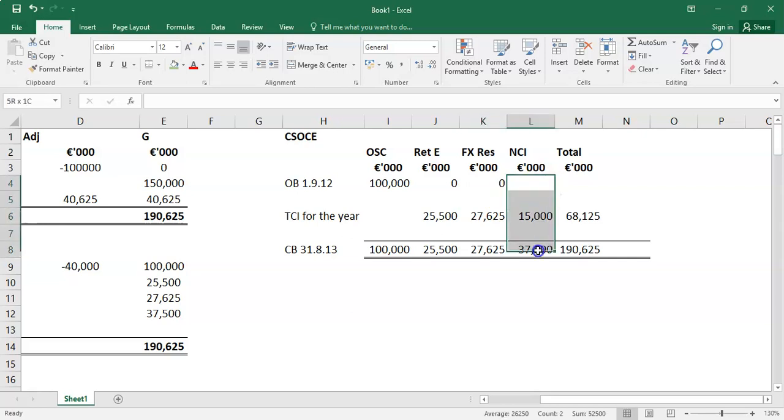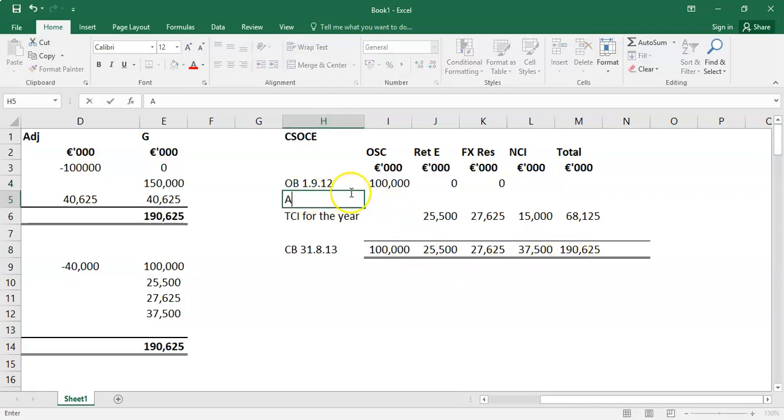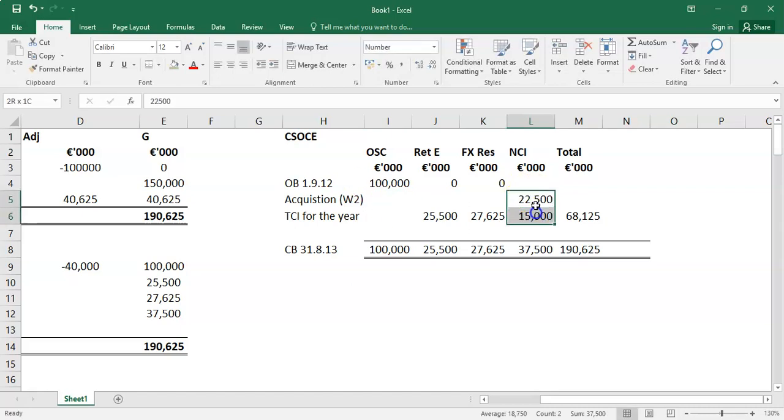And the last thing then, we're saying 37 minus 15 means 22.5. I didn't have an NCI at the start of the year because I only acquired this on the first day. What you should remember from your earlier studies is you should have an acquisition line coming from the working to goodwill. The NCI was 22.5. 22.5 plus your 15 is your 37. And that means my NCI at the start of the year was also nil, which makes sense because I only acquired the subsidiary at the start of this year, which means the opening balance would have been nil and we increased it at the acquisition date.